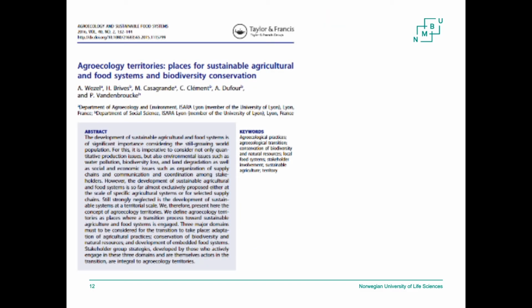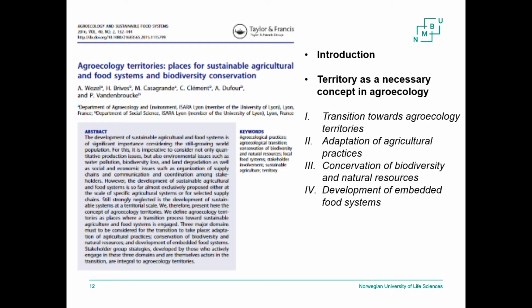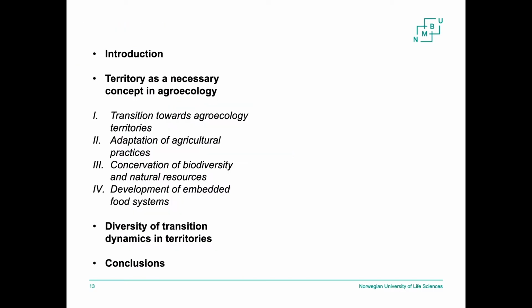And of course, in the social sciences, we apply a fairly similar structure as well. In the case of this article, we have an introduction. We then move into something called territory as a necessary concept in agroecology as a main heading, in which case we have a bunch of subheadings underneath that, followed by the heading diversity of transition dynamics in territories, ending with a conclusion. So how does this conform to the IMRaD structure? Well, let's go and break all of this apart.